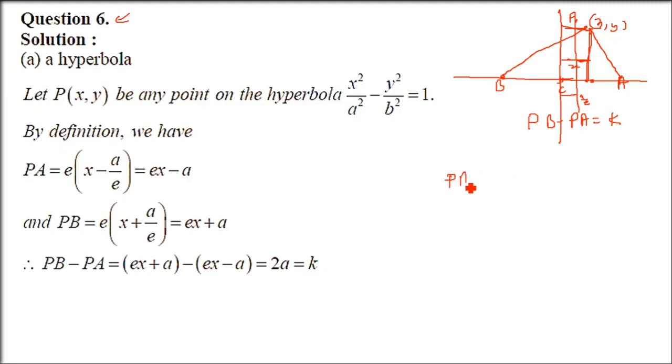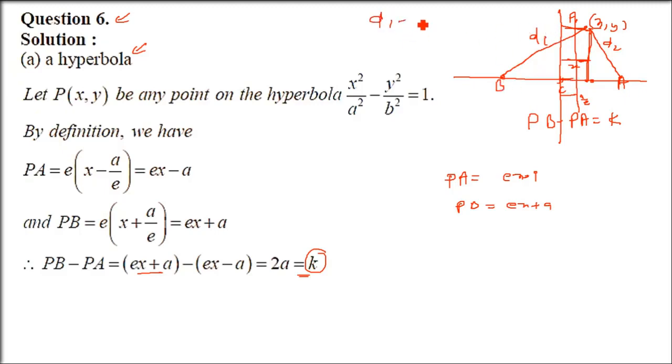E is eccentricity, X is the coordinate of the point which is moving, and A is the transverse axis. So PA is EX minus A and PB is EX plus A. When you take the difference of these two, you will get 2A. So 2A is what? Constant. So when PA minus PB is 2A, which is a constant, what figure is it going to be? It is going to be a hyperbola.